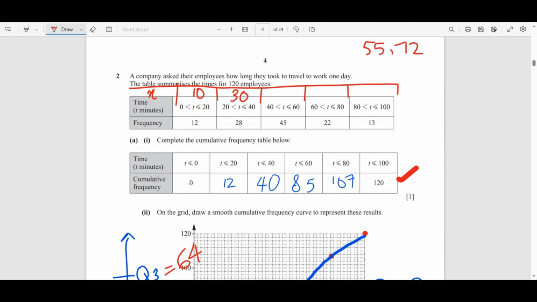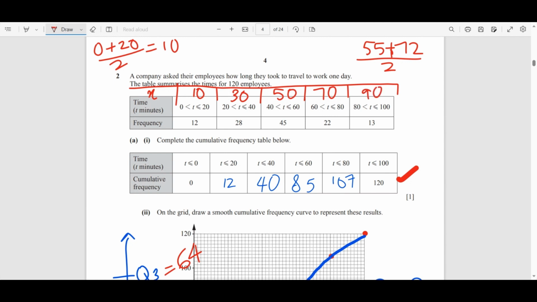So what you do is you add the two numbers and then you divide by 2, right? So if you don't get how to find the midpoint of 0 and 20, you add the two numbers and divide by 2, you get 10. If you want to calculate the midpoint of 20 and 40, you add 20 and 40, you get 60, and then you divide by 2, you get 30, right? So between 40 and 60, it has to be 50, and this is 70, and this is 90, right?